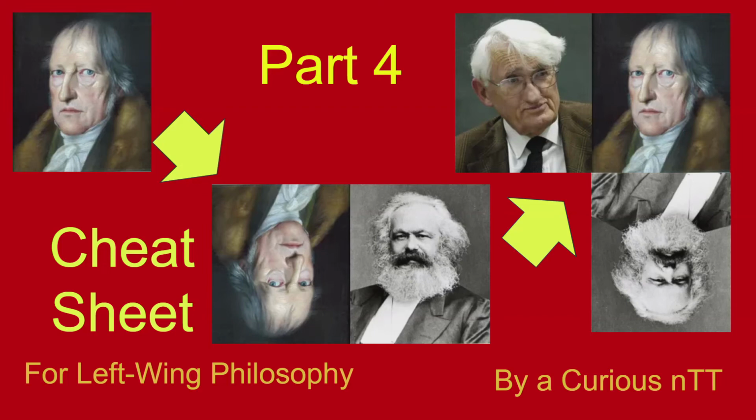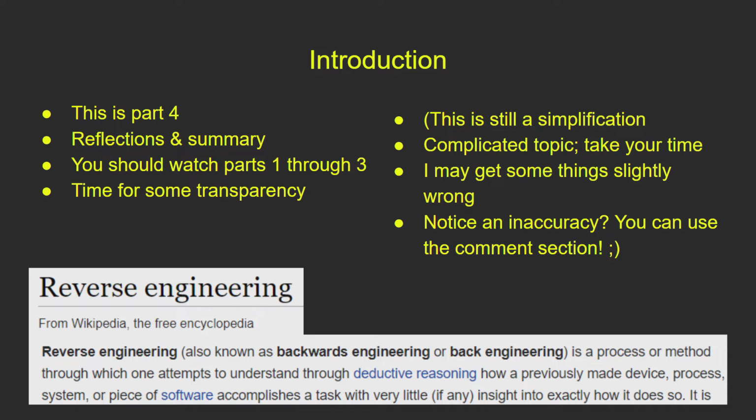Welcome back to the final part of the cheat sheet for left-wing philosophy, where I explain all of it with Hegel's Dialectic. The explanation is basically done with the previous part, and so this part is going to offer some reflections about it and a summary.